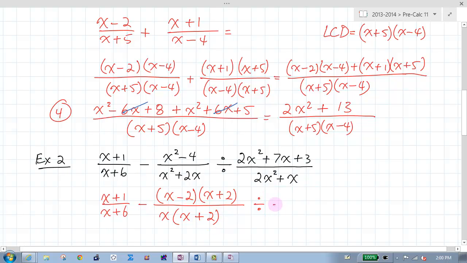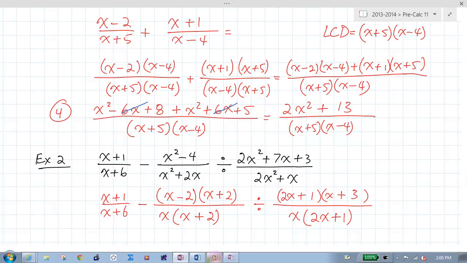divided by, the numerator can be factored. This is 2x and x, and we end up with 2x plus 1 and x plus 3, I think, should be. Or you guys can follow factoring by decomposition and factor that. And then in the denominator, if you factor out the x, you end up with 2x plus 1 as the other factor. So I'd like you guys to go through the rest of it and simplify it, and then we'll come back to it in a minute.